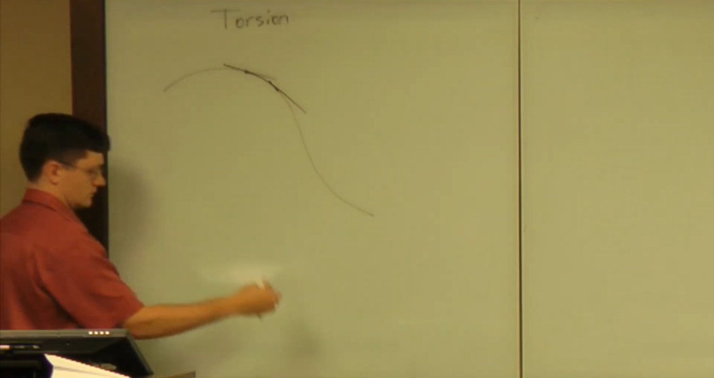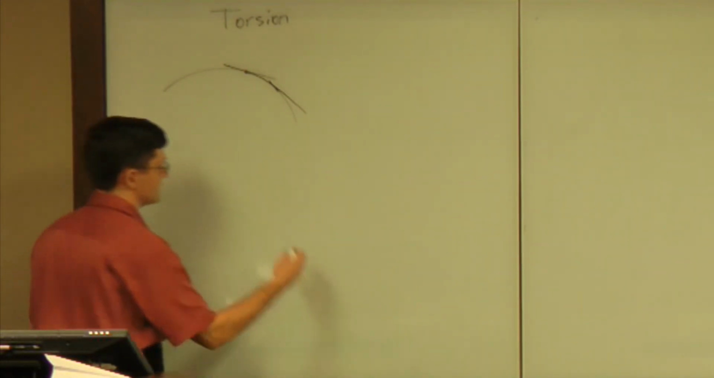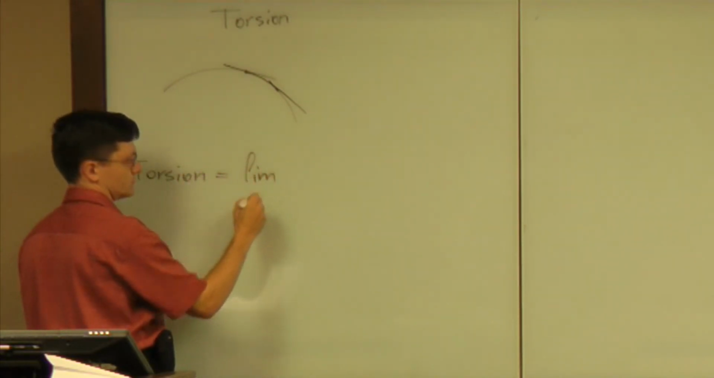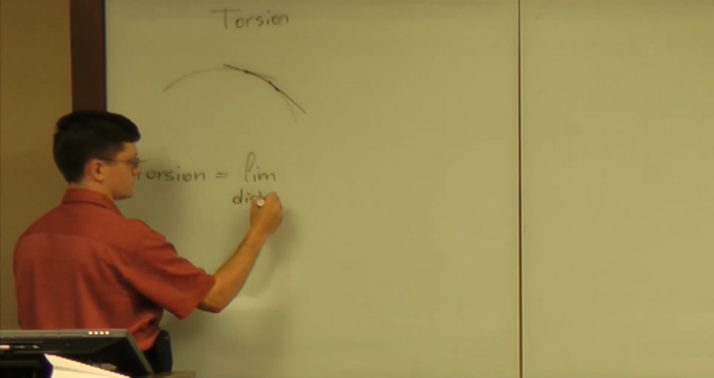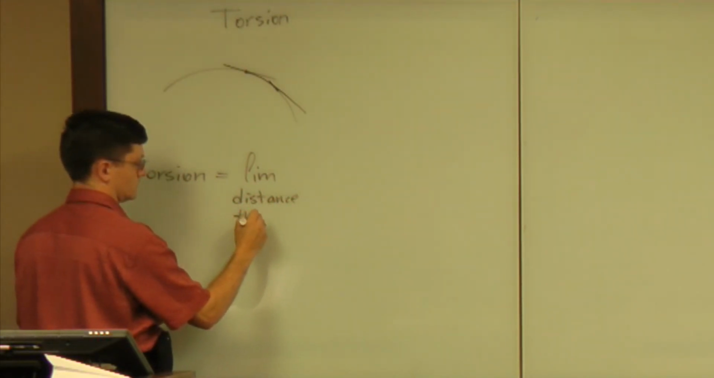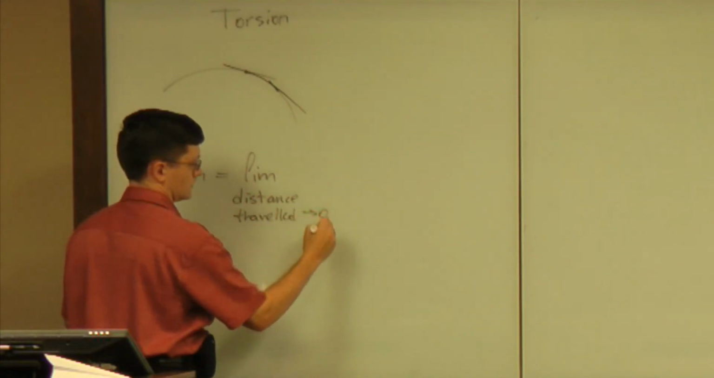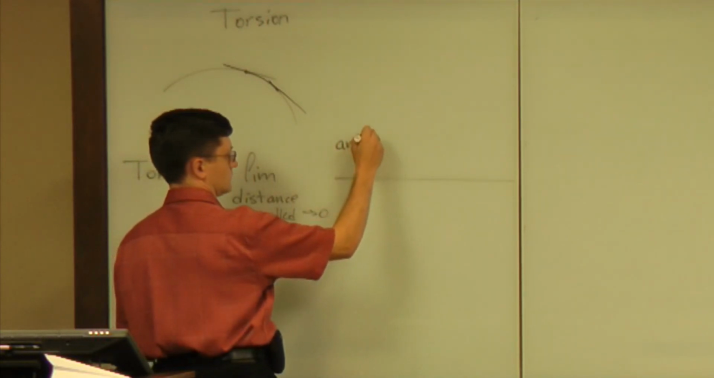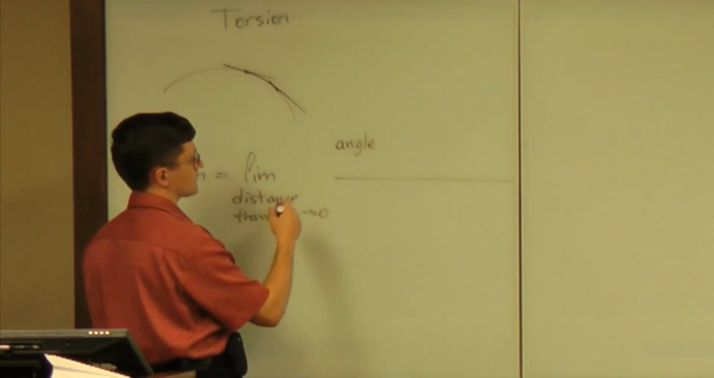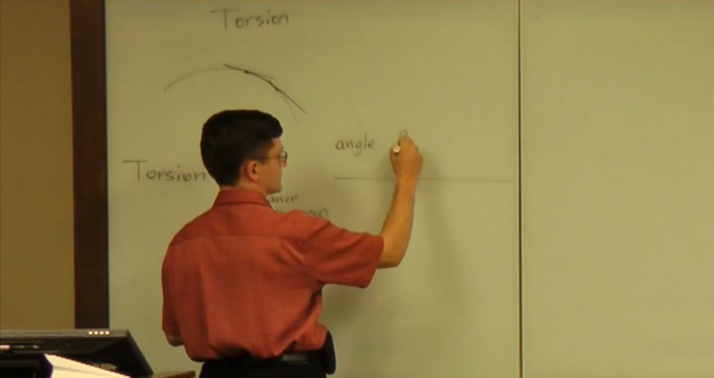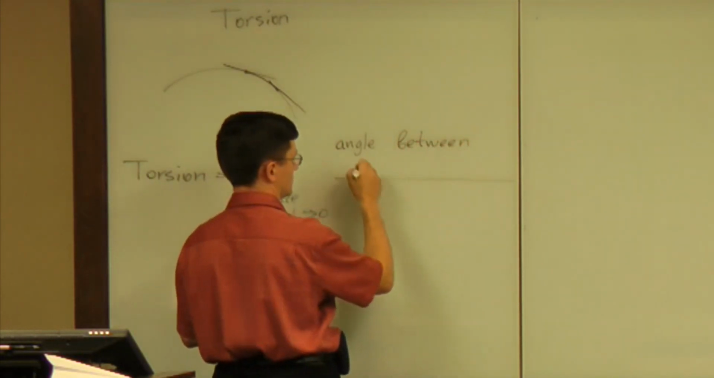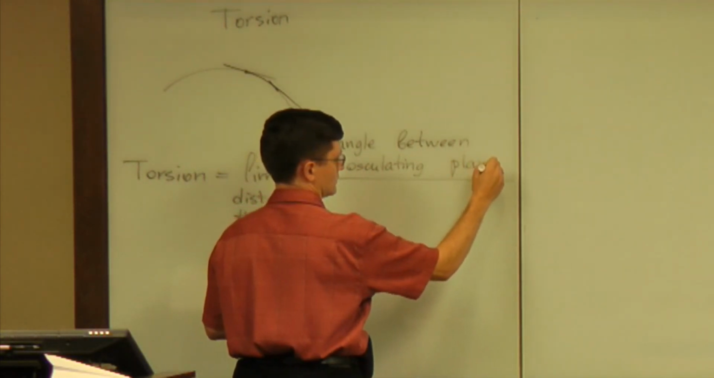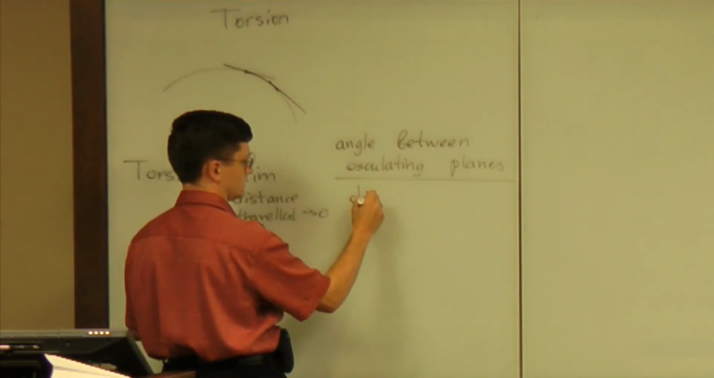Right? So the torsion is, our first simplistic idea is torsion to be, of course, the limit, right, as distance traveled going to 0 of the angle between osculating planes related to the distance traveled.